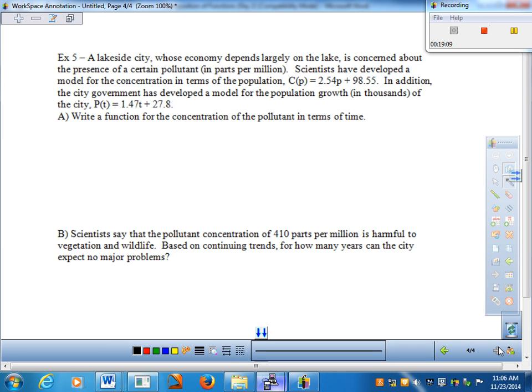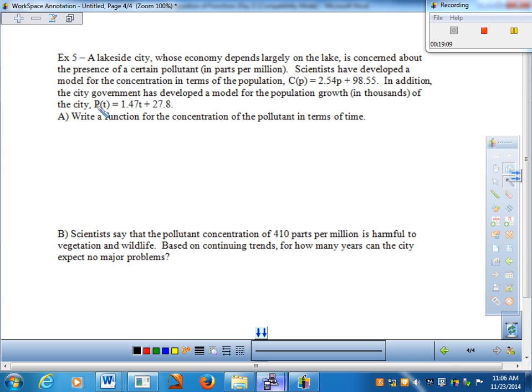Example 5. A lakeside city whose economy depends largely on the lake is concerned about the presence of a certain pollutant, parts per million. Scientists have developed a model for the concentration in terms of the population. Okay, so concentration in terms of population, concentration is the output, population is the input. Looks like linear in nature here, I guess just for our ease purposes. In addition, the city government has developed a model for the population growth in terms of time. Okay, got it.